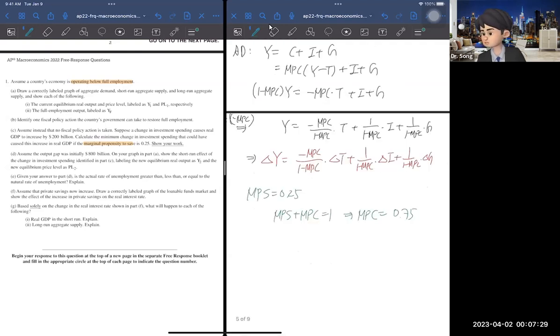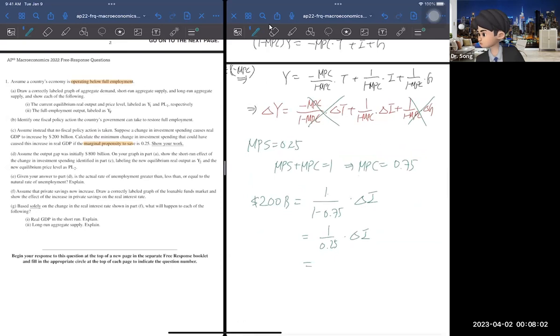Then we're almost done. Because the government doesn't touch the tax and doesn't touch the government spending, this question lets you know the real GDP increased by $200 billion. So the left-hand side, delta Y, is $200 billion. And then the right-hand side, we have 1 over 1 minus MPC. We just found the MPC is 0.75. And then we want to know this unknown, delta I. So what's the delta I? Well, this 1 over 0.25 times delta I, and 1 over 0.25 is just 4 times delta I. From there, you get to know delta I is $50 billion.